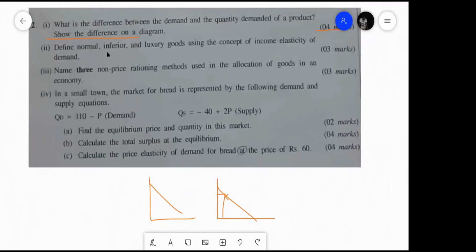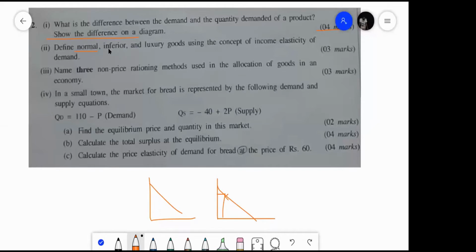The second part they ask you: define normal, inferior, and luxury good using the concept of income elasticity of demand. Easy thing, guys. So you say a normal good is where, when the income increases, there is a positive relationship between income and quantity demanded, or demand, right? So it has a positive YED. So normal goods have a positive income elasticity of demand. You write that. Then you say inferior good.